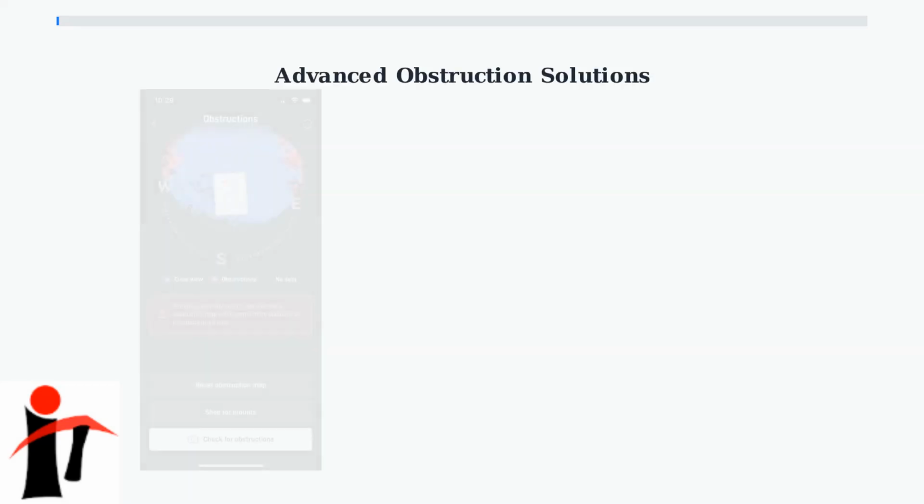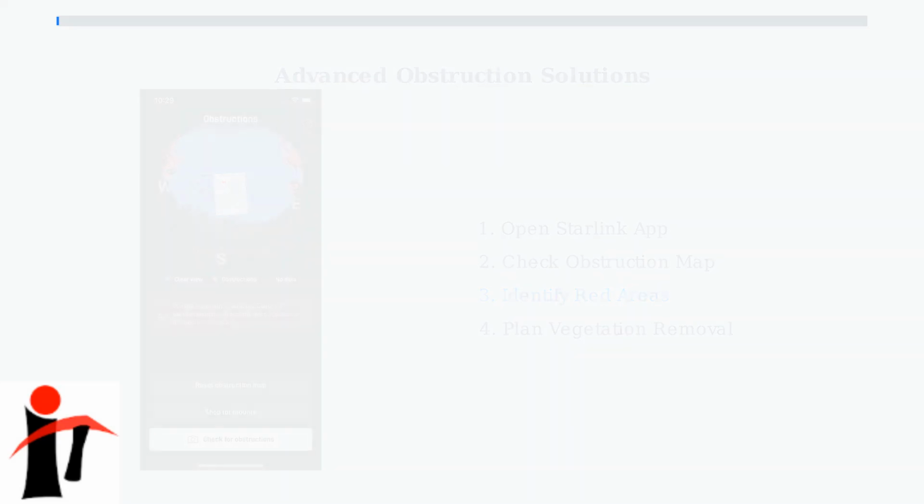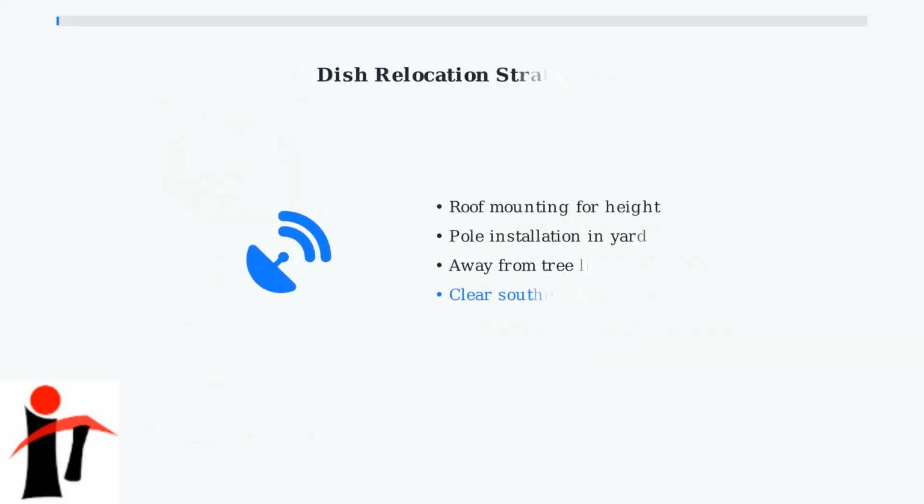Advanced obstruction troubleshooting starts with the Starlink app's Obstruction Viewer. This powerful tool provides a detailed map showing exactly where obstructions are blocking your satellite signal. For vegetation obstructions, trim trees and bushes within the dish's field of view. This typically covers a 100-degree cone above the dish. If trimming isn't possible, consider relocating the dish to a higher position with clearer sky access.